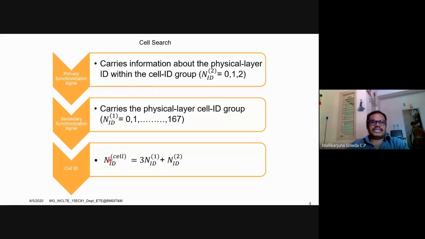Physical layer cell ID is equal to 3 times the physical layer cell ID group index plus NID of 2, which is the physical layer cell ID within the cell ID group. So within this 168 groups, there are three subgroups. That is, 168 times 3 will give you 504 unique physical layer cell IDs.